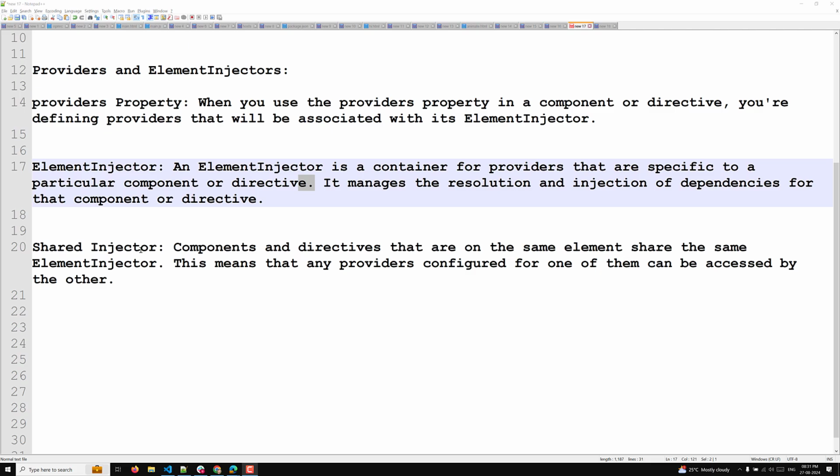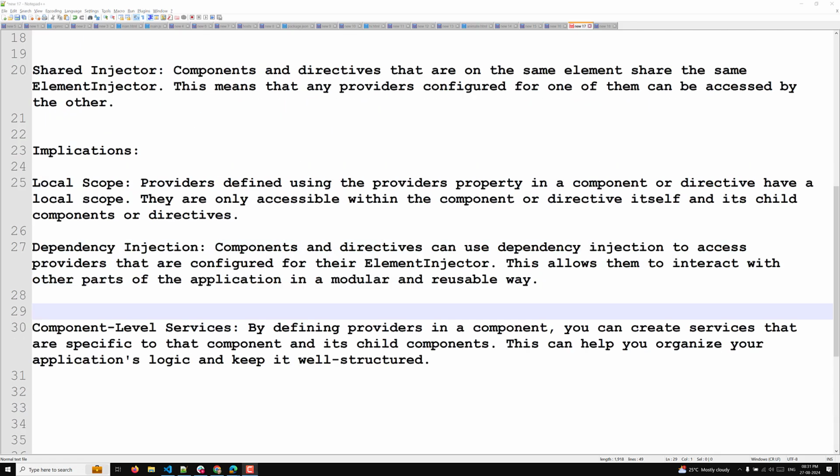Next one is a shared injector. Components and directives that are on the same element share the same element injector. This means that any providers configured for one of them can be accessed by the other. So that is one thing which you need to understand.